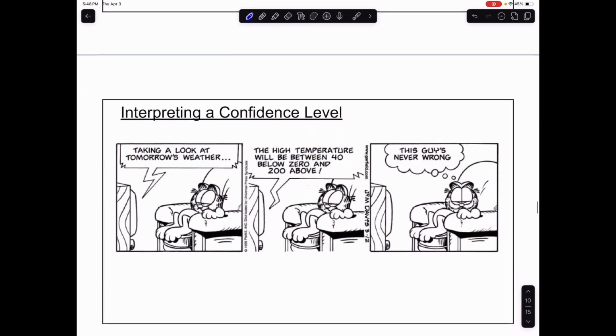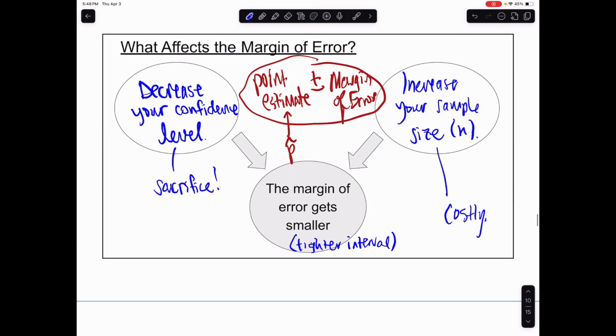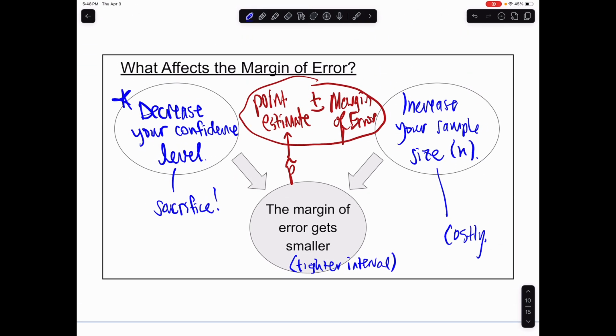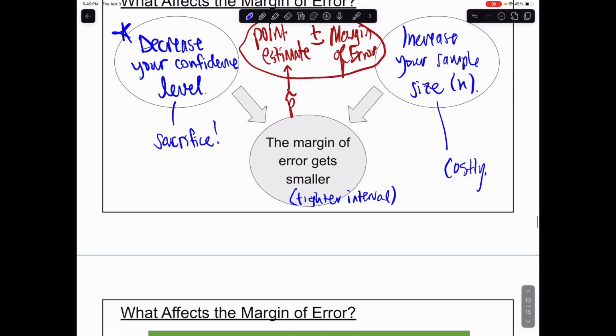And we moved on and talked about some ways to make the margin of error smaller. One is to decrease your confidence level, which is kind of a bad thing because we'd like to be confident in our interval, but it will make the interval tighter. Or you can increase your sample size, which is costly because you have to ask more people, but that'll make your interval tighter too because it shrinks that variability.